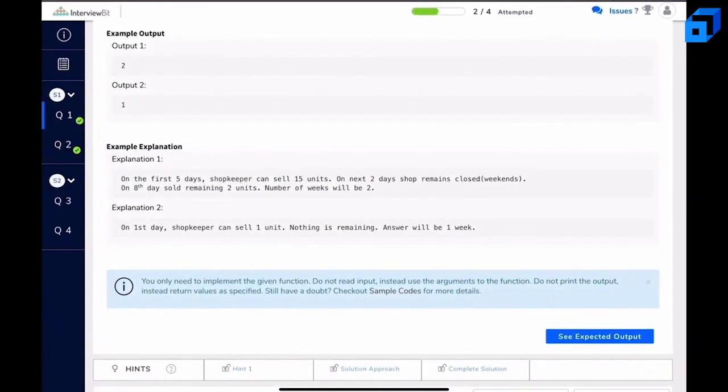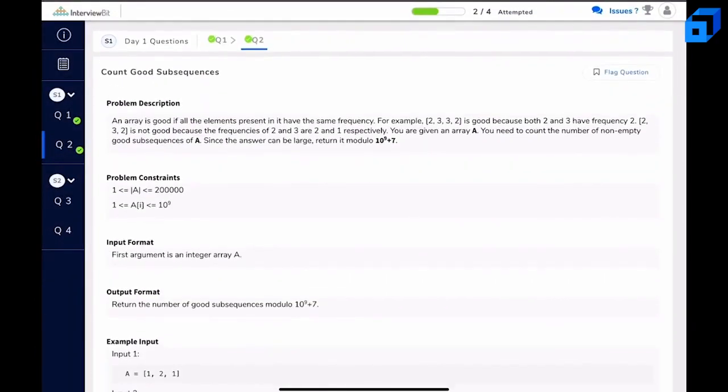Now let's look at the second problem, which was the medium problem, count good subsequences. An array is good if all the elements present in it have the same frequency. For example, 2, 3, 3, 2 is good because both 2 and 3 have frequency 2. 2, 3, 2 is not good because the frequencies of 2 and 3 are 2 and 1 respectively. You are given an array A, and you need to count the number of non-empty subsequences which are good.